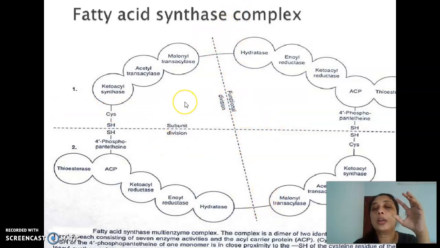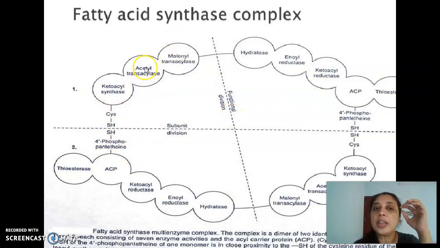Clear. So since 7 enzyme units are involved in a fatty acid synthase complex, they are simply designated as E1, E2, E3, E4, E5, E6 and E7. So E7 is the ACP, right? So E1, E2, E3, E4, E5, E6. And the seventh one is the carrier protein. The carrier is having the pan-SH group, right? So this is the structural division.